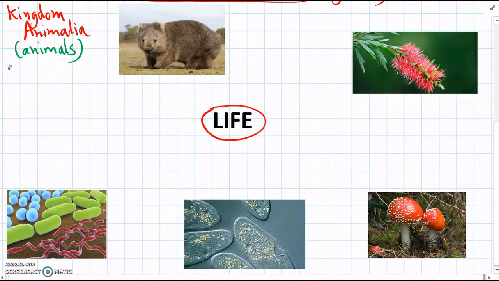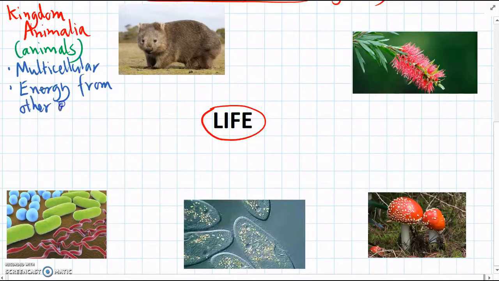And features of animals are they're multicellular, which means their bodies are made of more than one cell, all grouped together. And importantly, they get their energy from other living things. Energy from other organisms. And they do that by eating. As humans, we need to eat to get our energy.